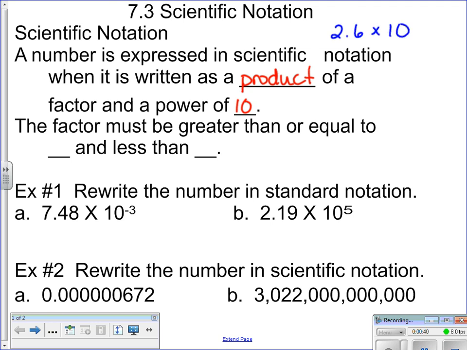2.6 times 10 to the 5. You see the x in the middle is the product. That's the multiply. And when you multiply two things together, each one is called a factor. So this 2.6 is a factor, and the 10 is a second factor. Two factors are multiplied together, they make a product. That's where the terms come from. Now the factor, which is the number in the front, must be greater than or equal to 1, but less than 10.